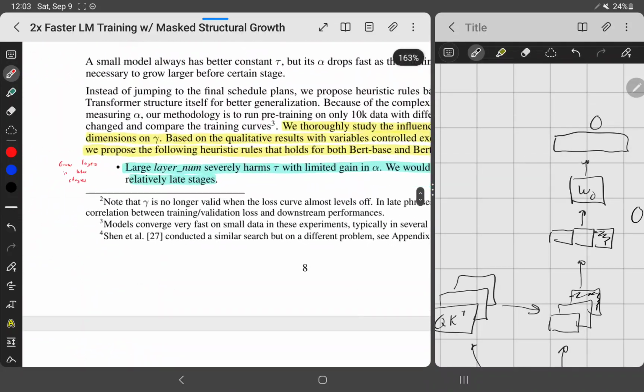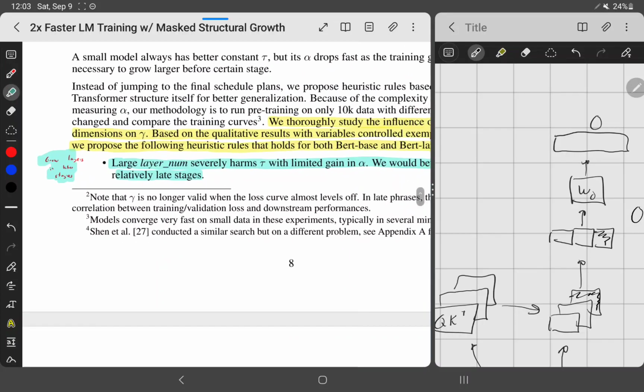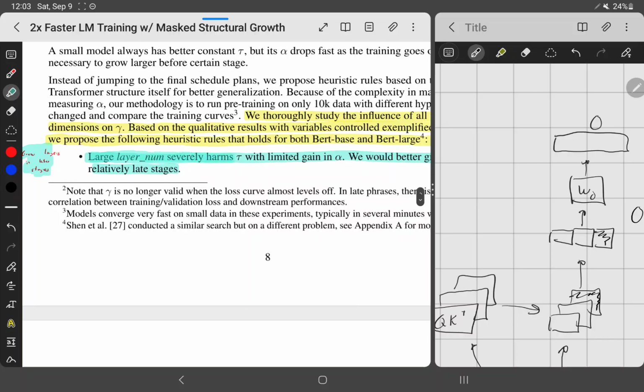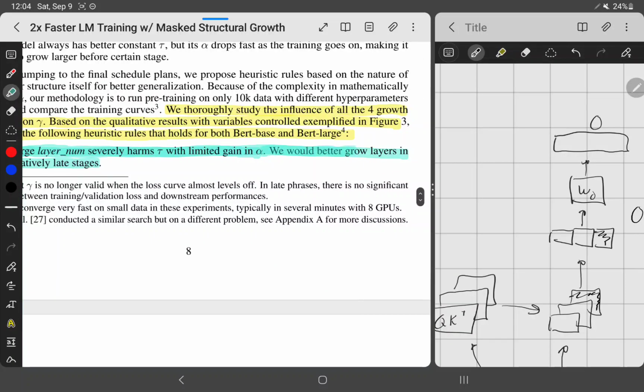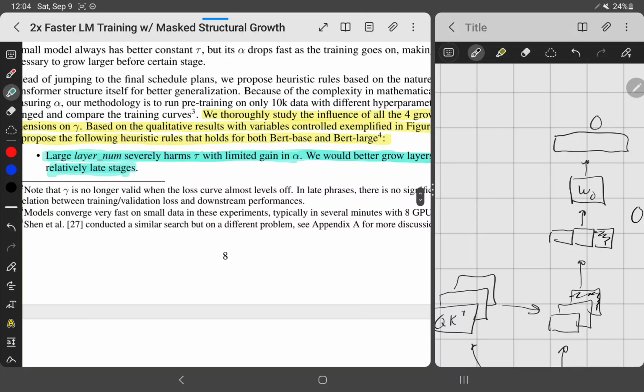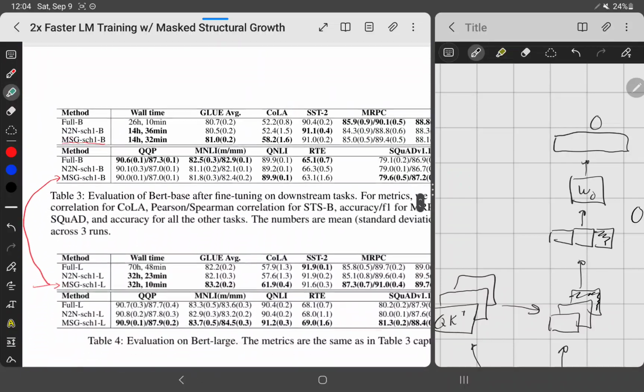But they do have some notes here. So the first note is you want to grow layers in the later stages. Larger number of layers severely harms tau and gain in alpha. We would better grow layers in the relative late stages. And tau and alpha are just the heuristic they use, but I don't think it's that important.